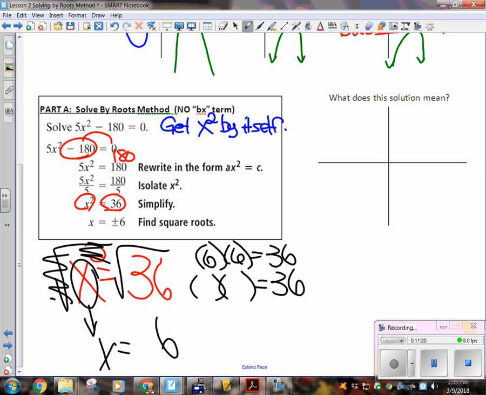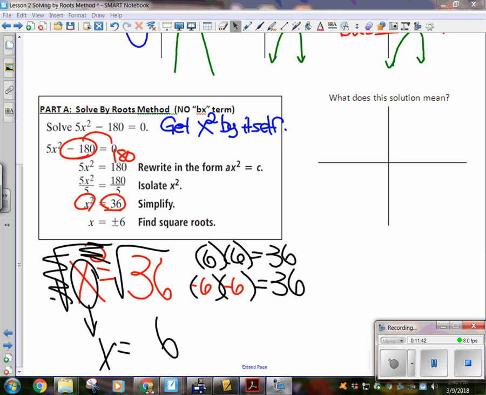I got 6 and 6. I need another number. It's got to be the same number times itself. Remember, we're doing squares. It is. So when you have negative 6 times negative 6, it's also the same as positive 6.